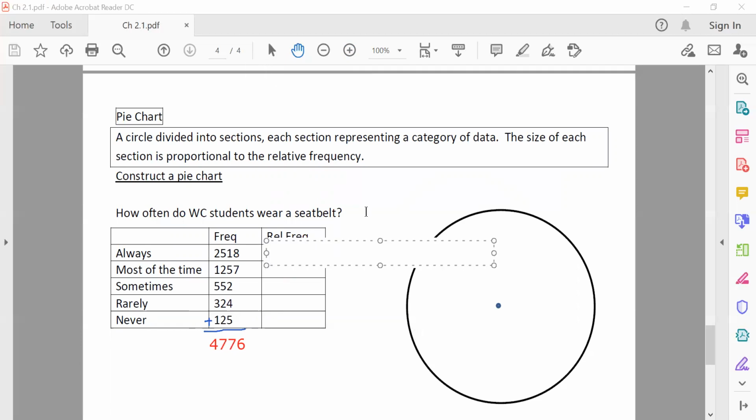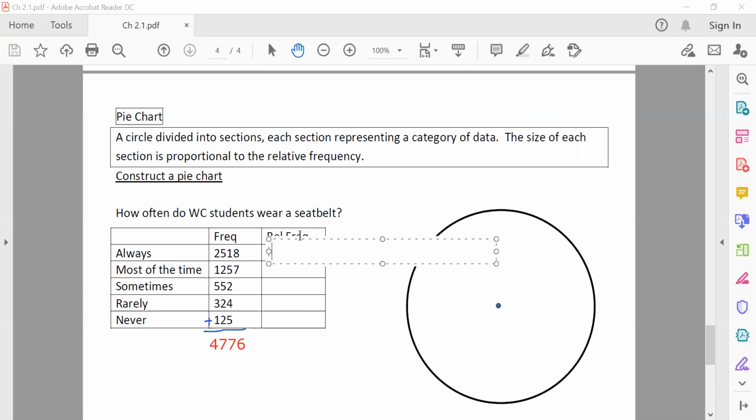So the first one, we're going to take 2518 and divide by 4,776. It's just that simple. You can round to, say, 3 decimal points, and you'll get 0.527. So I'm just taking the frequency and dividing by the total in each case. I'm not going to write it in every box because space is limited.